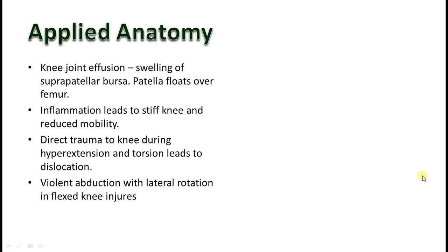and also leads to meniscal tear. So most commonly, anterior cruciate ligament and meniscal tear is common in sports, especially in football, soccer, basketball. In all those sports, what happens is there might be ACL tear, anterior cruciate ligament tear, and also meniscal tear, mainly due to violent abduction with lateral rotation in a flexed knee.